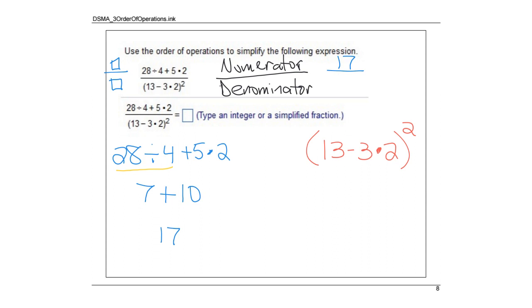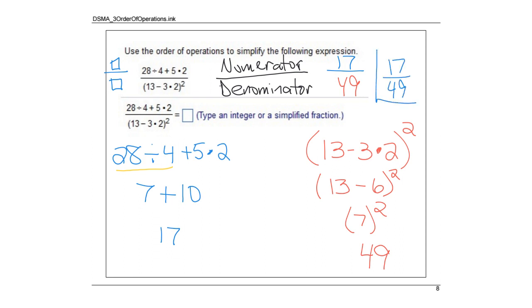For the bottom, we need to clean up the inside first. So we have 13 minus 6. We can't take care of that exponent on the outside yet because we haven't cleaned up inside the parentheses. That's part of the PEMDAS. So 3 times 2 gives us 6. 13 minus 6 is 7. And then 7 squared is 49. Now this one we're not able to simplify any further because 17 is a prime number. And so our final answer is 17 over 49.